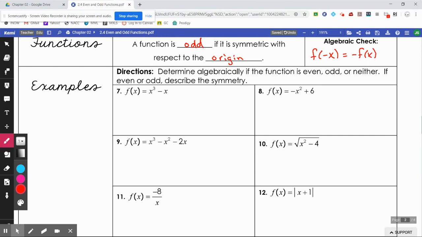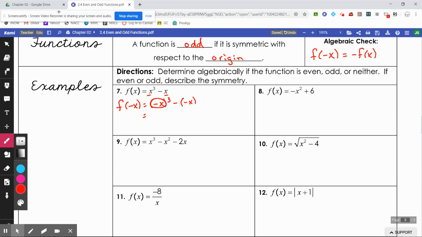It says determine algebraically if these functions are even, odd, or neither. If even or odd, describe the symmetry. So to test this, here's your function f of x. The first thing I like to do is replace x with negative x. So let's take out our x here and replace it with negative x and negative x. Clean it up. A negative raised to a third power.